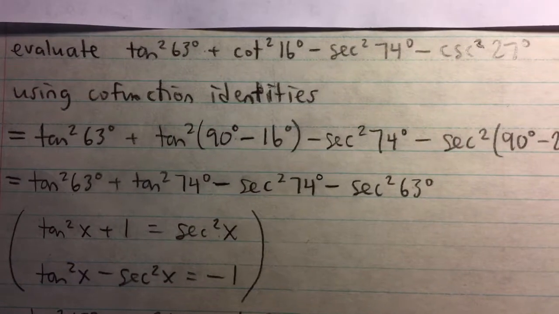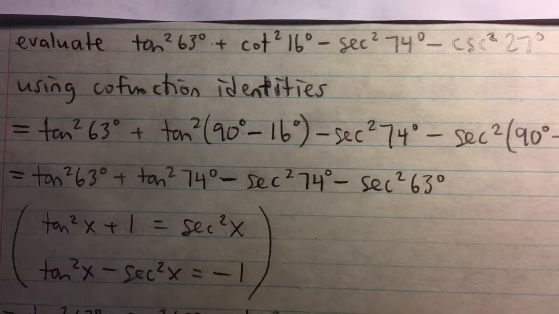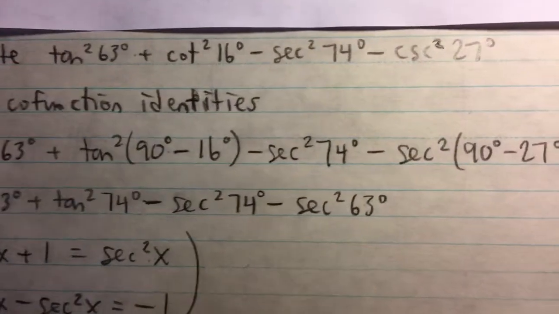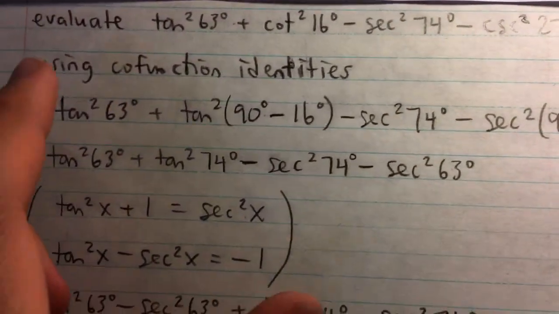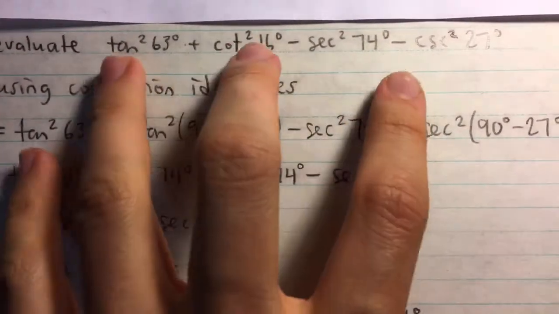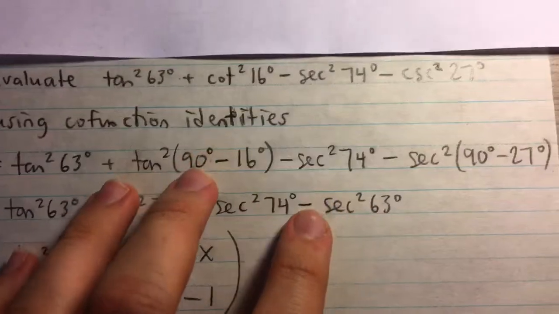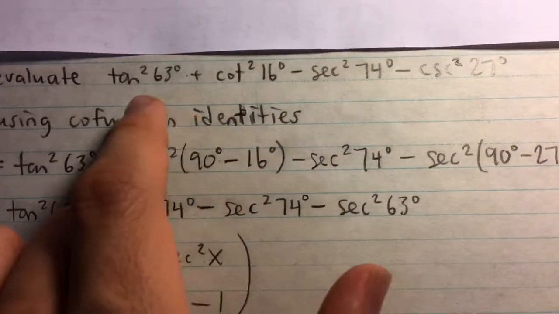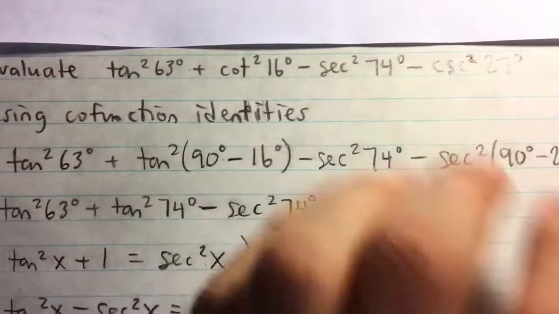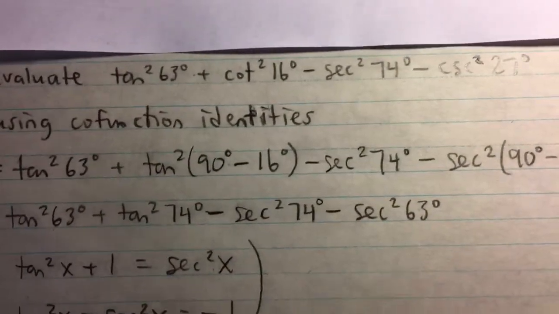Evaluate tangent squared of 63 degrees plus cotangent squared of 16 degrees minus secant squared of 74 degrees minus cosecant squared of 27 degrees using the cofunction identities. Now that's a lot of terms, a lot of squared cosecants and cotangents, and we can actually find the exact value of this expression using identities, and we don't even have to use a calculator.